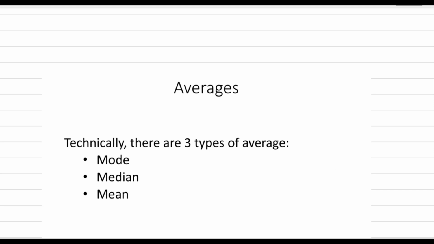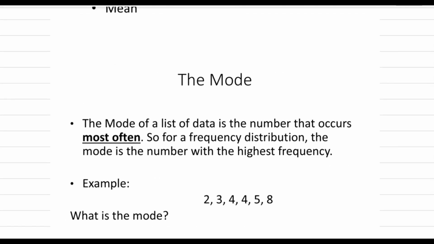Hi everyone. Today we're going to talk about averages, some easy basics about average. Usually there are three types of average here: mode, median, and mean. So we're going to talk briefly about these things here. So we're going to talk about mode.